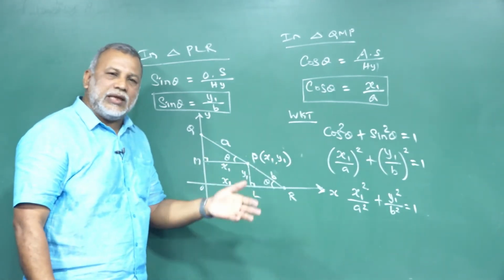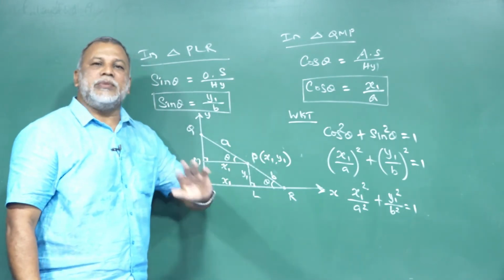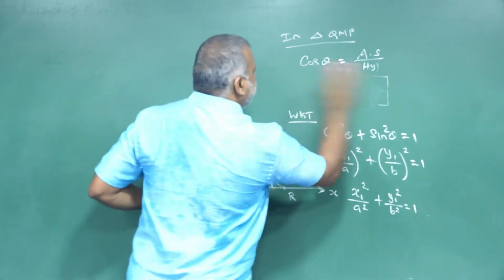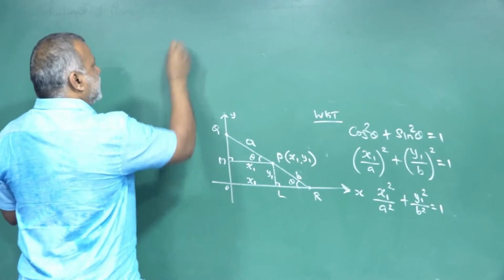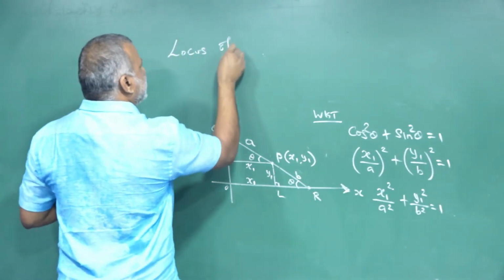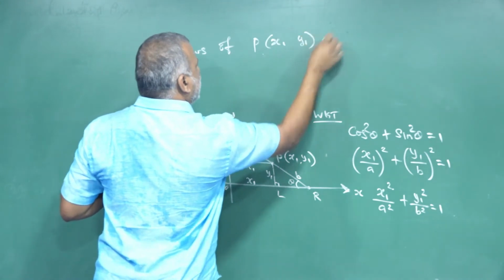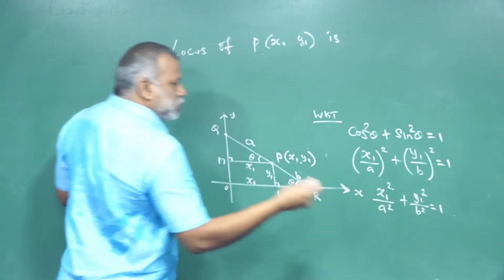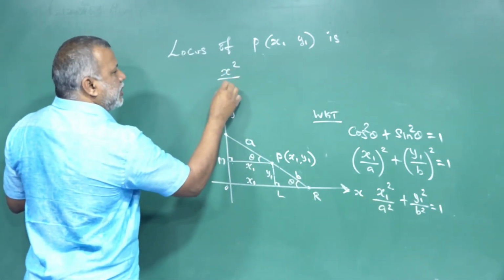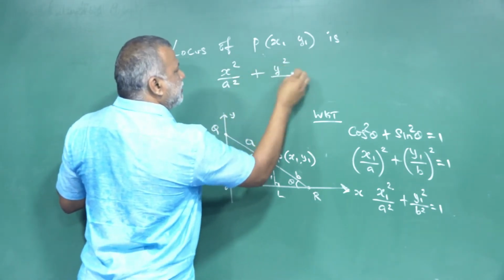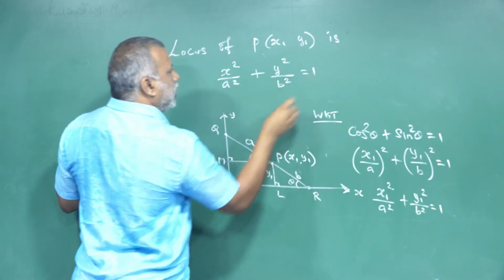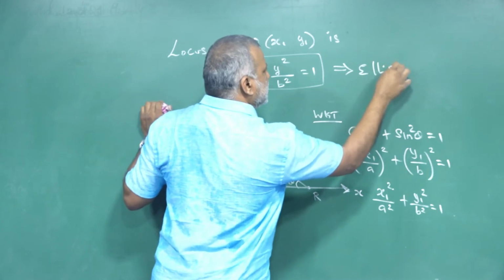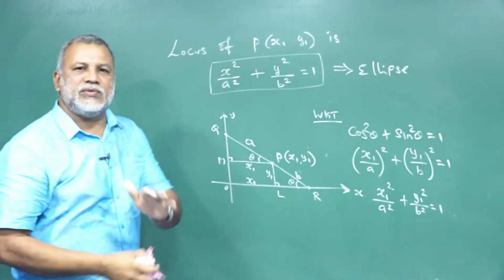The locus of the point is nothing but it should be a variable, that means it should be a moving point. Therefore, we are able to form the locus of P of x1 comma y1. Locus means it should be a variable. So for a variable point, this x1 comma y1 should be replaced. Therefore, we can say x squared by a squared plus y squared by b squared equal to 1. It is the equation of an ellipse. We already discussed that this equation represents the equation of an ellipse.